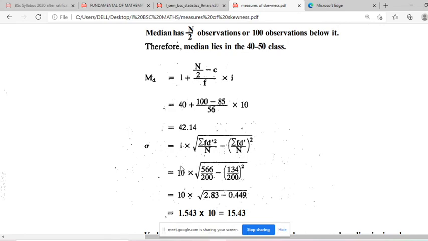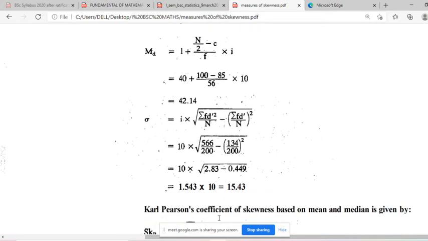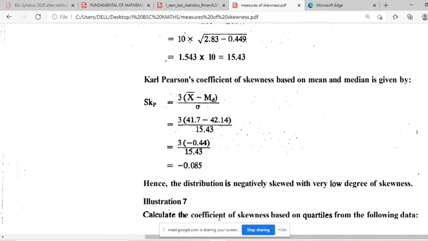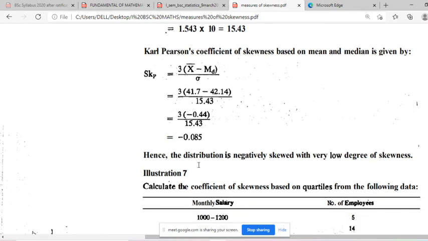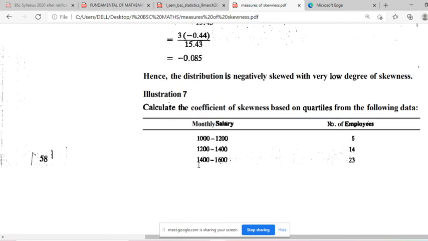Similarly, you can find the standard deviation sigma using the well-known formula, and it is found to be 15.43. Then you can use Karl Pearson's measure of skewness based on mean and median. What is the formula? 3 into mean minus median, divided by sigma. Substituting here, you will get minus 0.085. Okay, so this is a good problem.